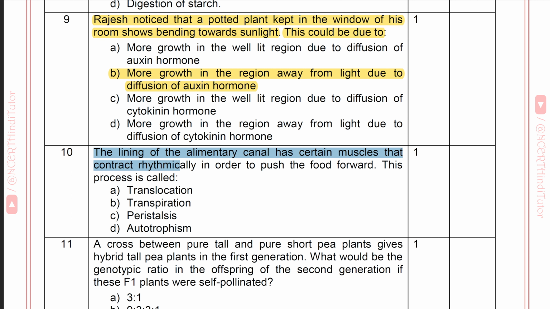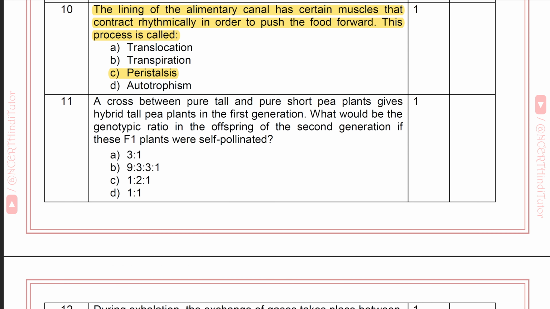that contract rhythmically in order to push the food forward. This process is called answer C. Peristalsis.